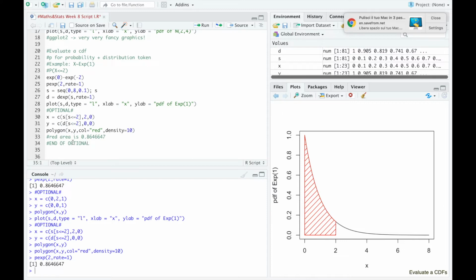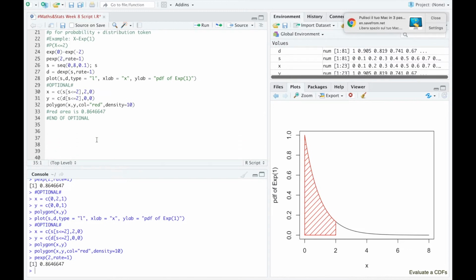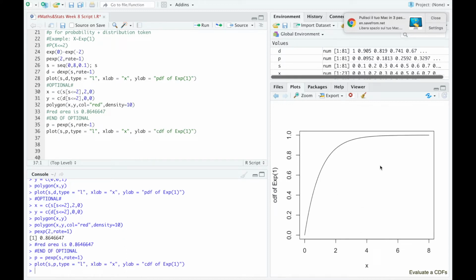I will use the polygon again later on, but just to showcase some things. Don't worry about it. So of course, we have displayed the PDF here. We can easily display the CDF. Copy and paste these two commands. Now we don't want to evaluate the density, but the CDF. We can call it p. Why not? p will be the CDF of the exponential evaluated at s, and then I'll plot s against p, and this will be the CDF of an exponential. Great, and this is what it looks like.